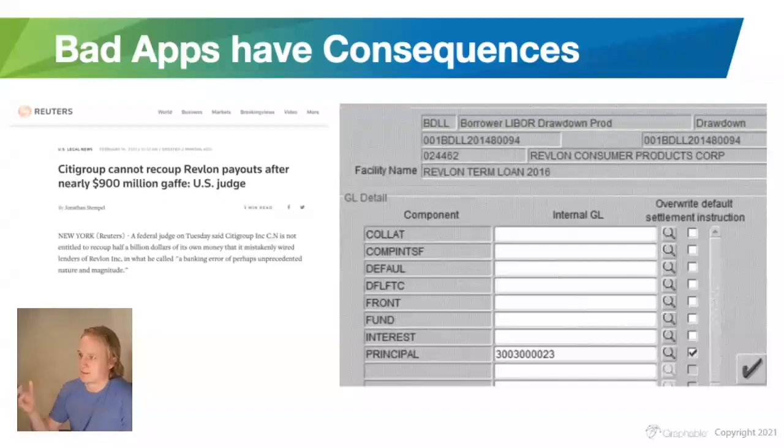Sometimes they're not as dramatic as Citigroup paying off all of Revlon's debt and then not being able to get $900 million back. But I think we can all look at this user interface and see that this is a bad application. It's confusing. It's clearly old. One of the laws of UX design is that most people spend most of their time not using your application, so your application should look like other people's, because that's how users are being trained.